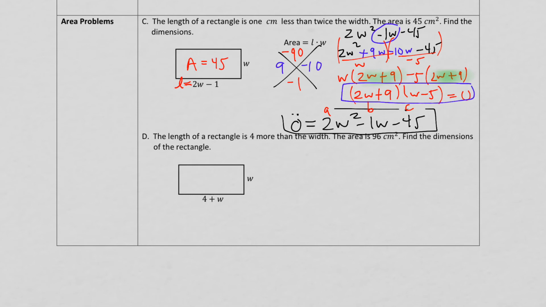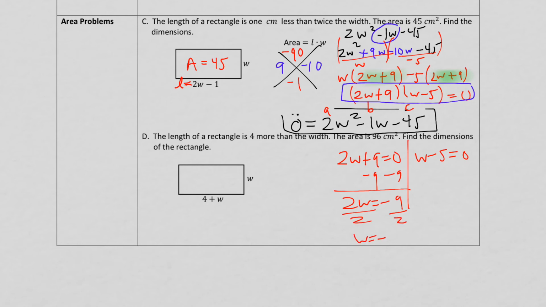To finish this question, I'm going to solve by taking each factor and setting it equal to 0. So I'm going to dip below here real quick. So 2w plus 9 equals 0, and then w minus 5 equals 0. If I solve these quickly, again, this is not new to you. We've done this for several weeks now. I can find that the width here will be negative 9/2. That's one solution. I can solve the second factor by adding 5 and find that the width here is 5.